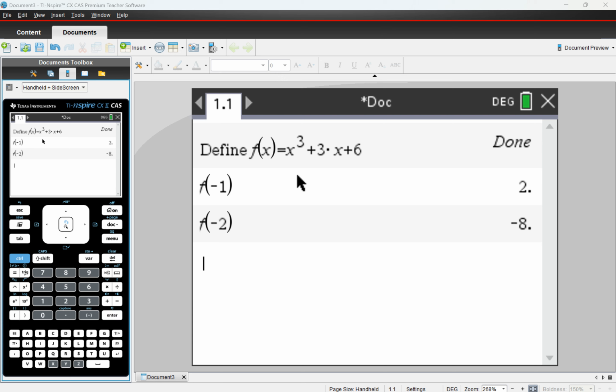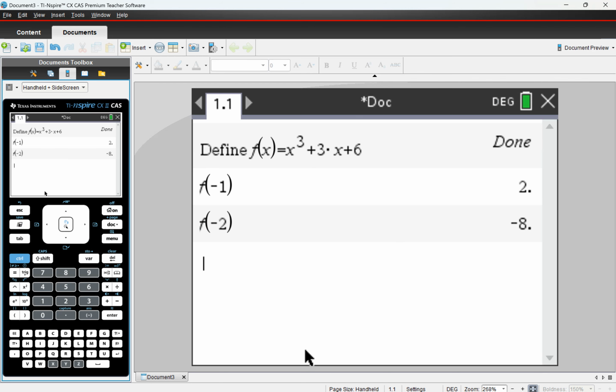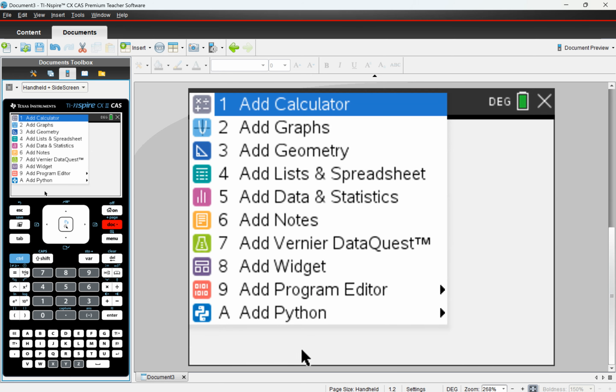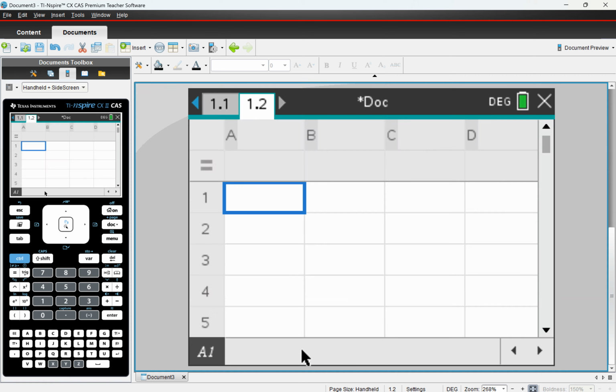So just to help you on your sheet of paper, remember this is going to be now negative y value, and this is a positive y value for the right domain. Okay, so just put that as a note. Here we go. I want you to go to Control Doc to add a page. I'm going to teach you how to use the list and spreadsheet. Go to list and spreadsheet to number 4.